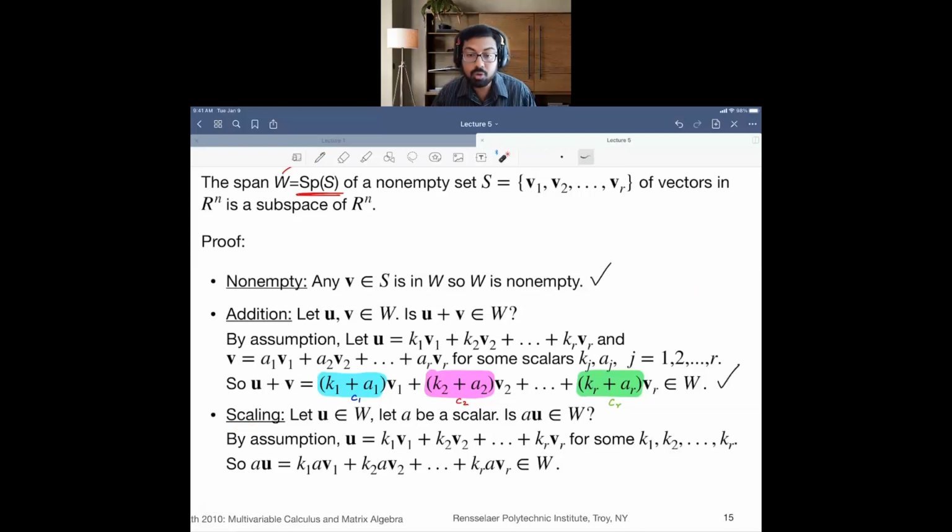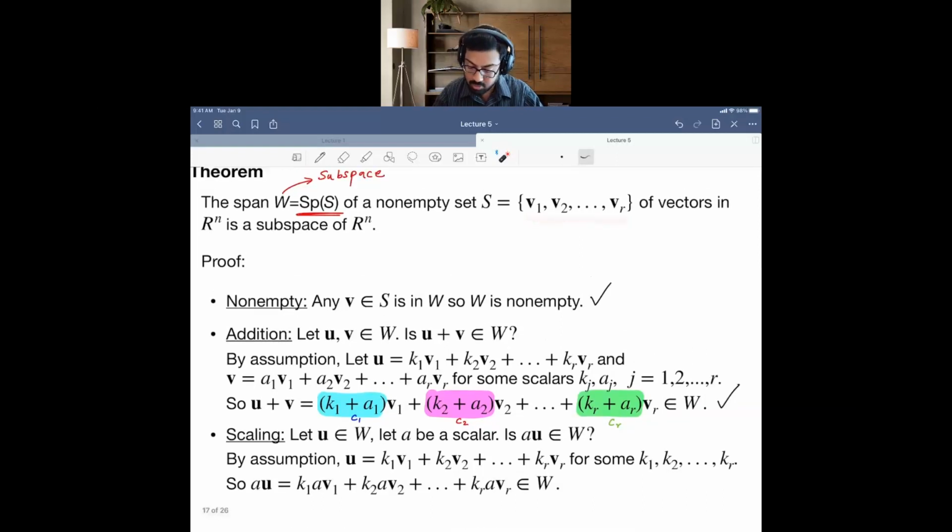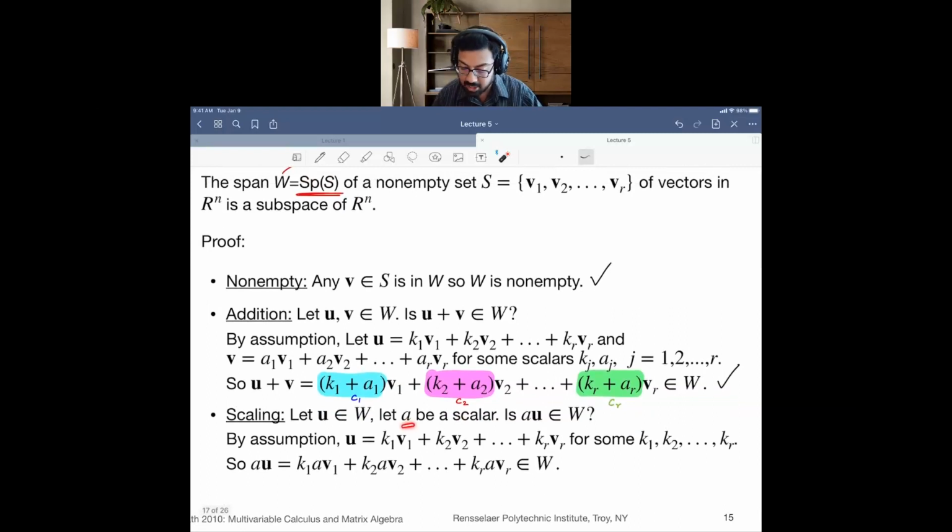Next, how about closed in with scaling? U belongs to W. The moment I say U belongs to W, that means that U is a vector that belongs to the space that is spanned by the set of vectors, which means that we have to be able to express U as a linear combination of the vectors in that set, V1, V2, and so on up to Vr. A is a scalar, so the question is, when you scale U by A, is that going to belong to the span of S? Is that going to belong to the subspace W or not?